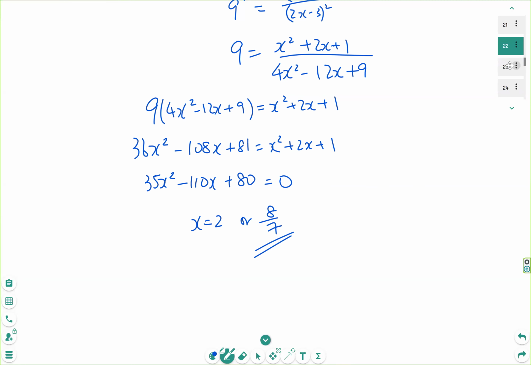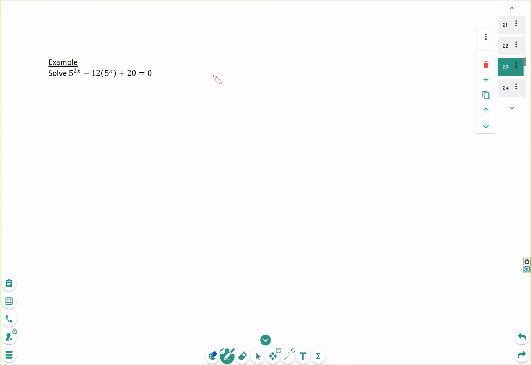Okay, moving on. Different type of equation: 5 to the power of 2x minus 12 times 5 to the power of x plus 20 equals 0. Now, I'm not sure if you remember what a disguised quadratic is. This is actually a quadratic equation because you can see the ratio of powers in this one is 2 to 1. If you look at the power in 5 to the 2x and 5 to the power of x, it is 2 to 1. So that's a disguised quadratic.